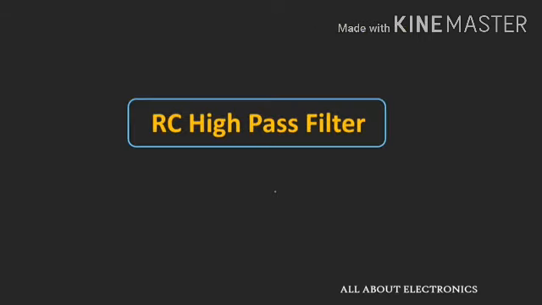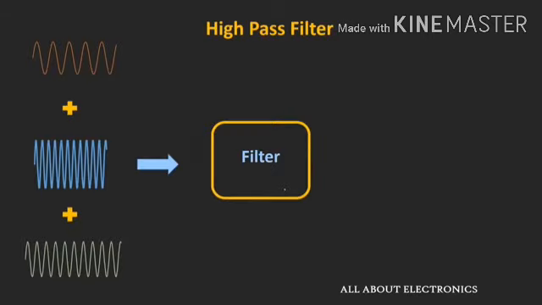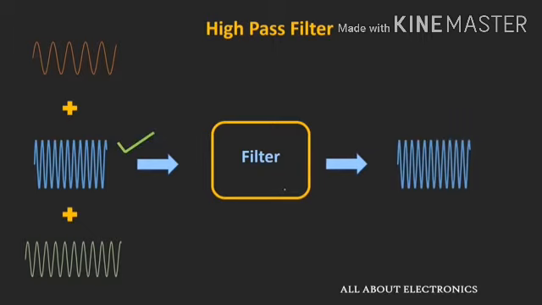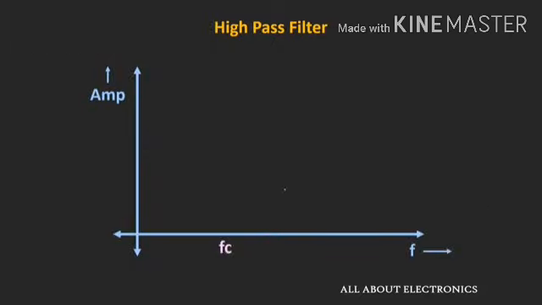So in this video we will learn about the RC high pass filter. As its name suggests, this high pass filter passes the high frequency components from the input signal and attenuates or rejects the low frequency components. If we see the frequency response of an ideal high pass filter, it will look like this. This high pass filter passes all the high frequency components which are greater than this cutoff frequency Fc, and it rejects all the frequencies which are less than this cutoff frequency Fc.